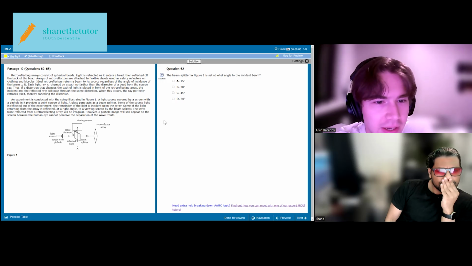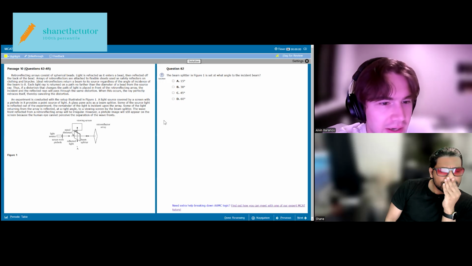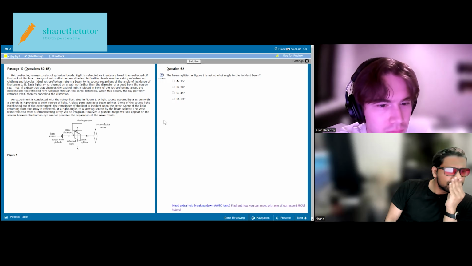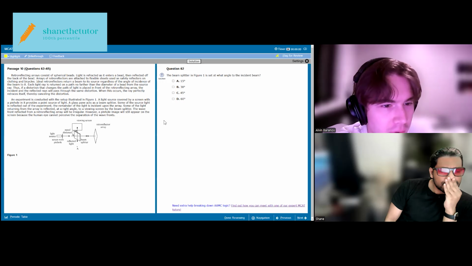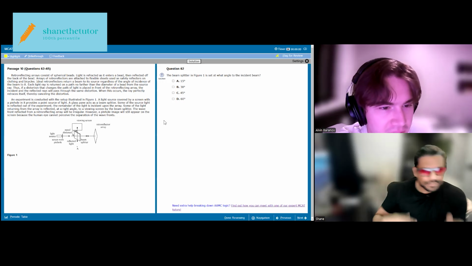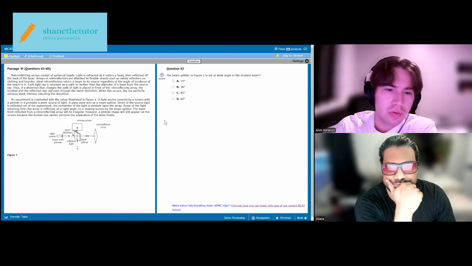The remainder of the light is incident upon the array. Some of the light returning from the array is reflected at a right angle to a viewing screen by the beam splitter. The wavefront reflected from the retroreflecting array will be irregular. However, a pinhole image will still appear on the screen because the human eye cannot perceive separation of the wavefronts.